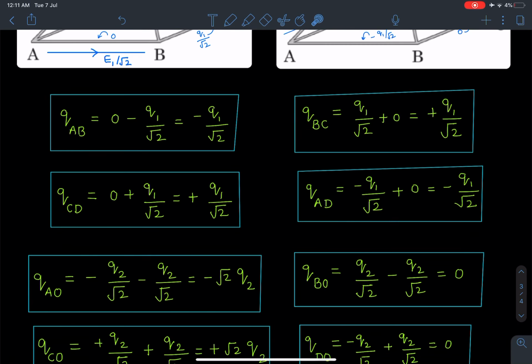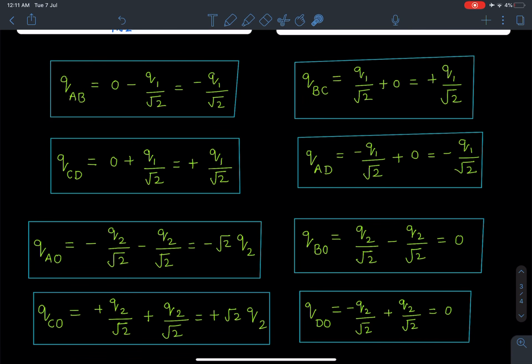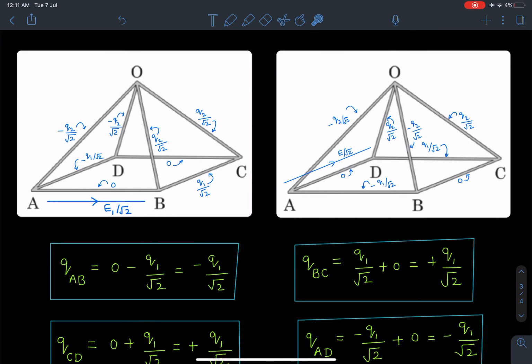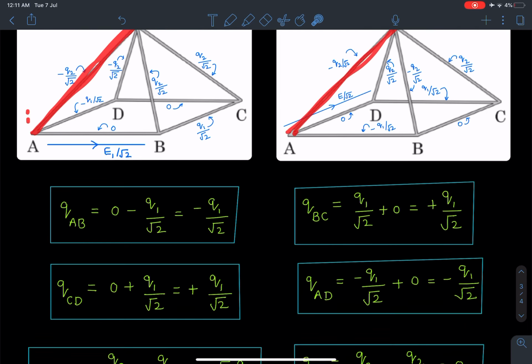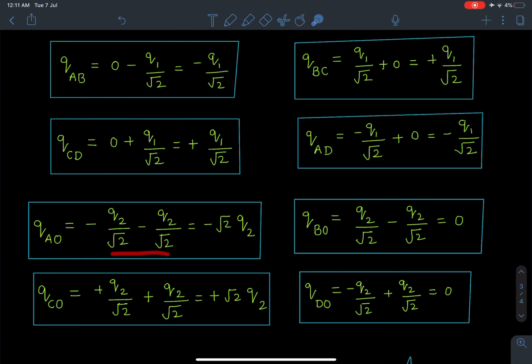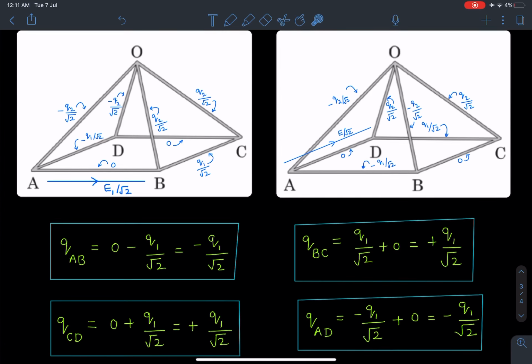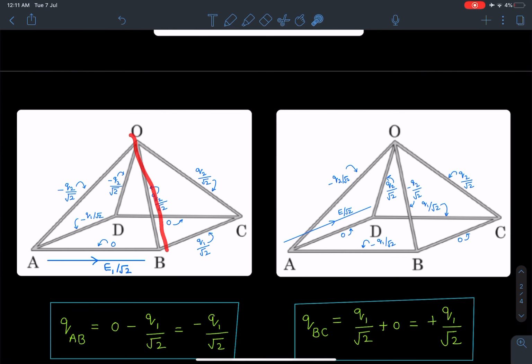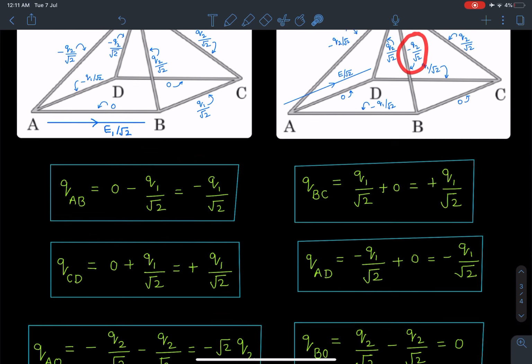Similarly for rod AO, contribution from first diagram is going to be minus Q2 by root 2, and from second one is also minus Q2 by root 2. You can see here rod AO, this is rod AO, so minus Q2 by root 2, and this is also minus Q2 by root 2. So if we add these two, we are going to get minus root 2 Q2. Similarly on rod OB or BO, OB rod is this, so plus Q2 by root 2, and from here minus Q2 by root 2, so that is going to give us 0.